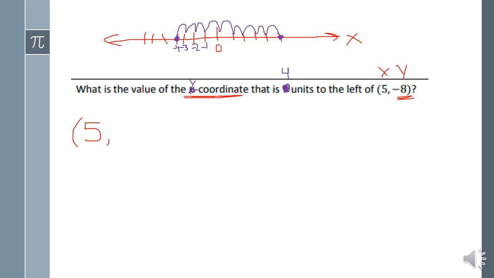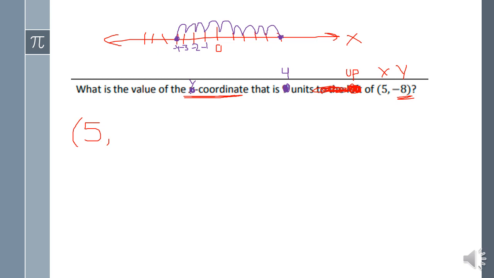And I'm sorry, I should have changed this, because it's the y-coordinate, it can't move left or right. It can only move up or down. So let's change it up. Okay. So the question is, what is the value of the y-coordinate that is 4 units up? I'm going to read it one more time just to make sure, because I know I'm scratching out a lot. What is the value of the y-coordinate that is 4 units up?